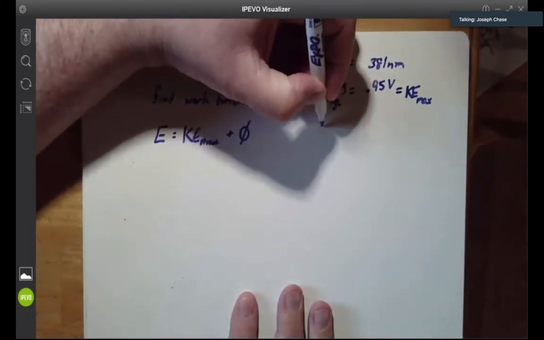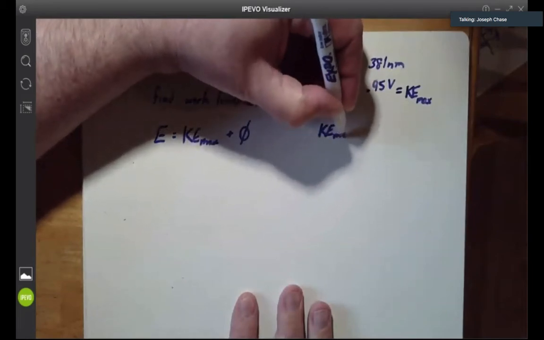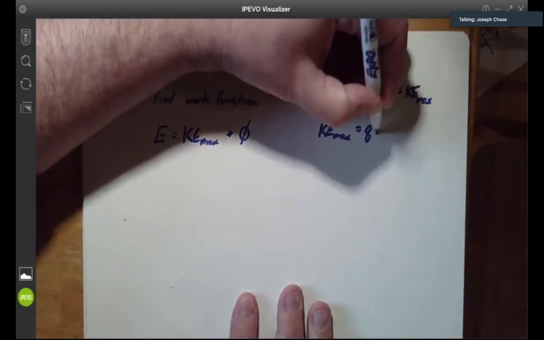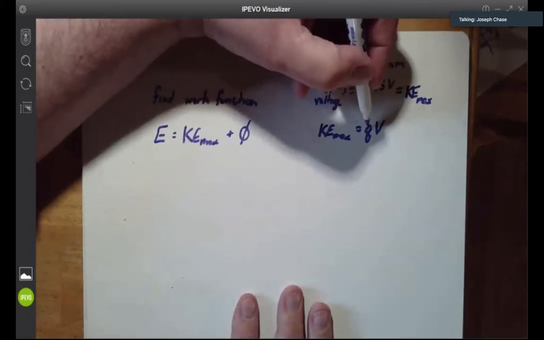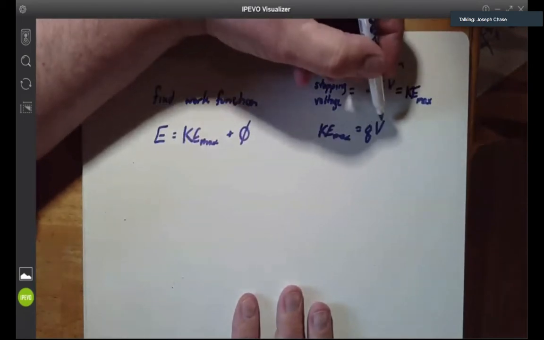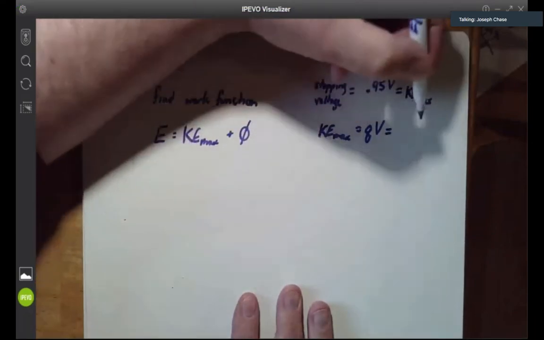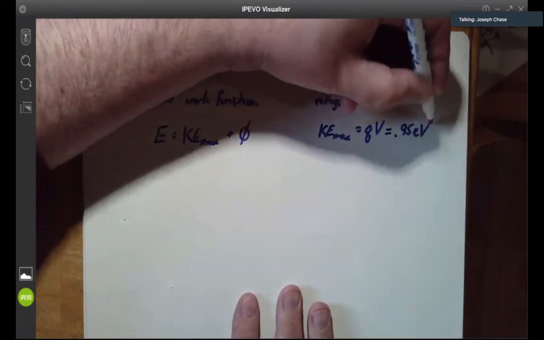And we need to do that as energy. So KE max is going to be equal to Q times V, where Q is the charge on an electron. And so that's 1.6 times 10 to the minus 19 coulombs, and then times 0.95 volts. And that'll give me the kinetic energy in joules. But we don't have to do that, because we have this really cool unit called electron volts. So really, this is just 0.95 electron volts.